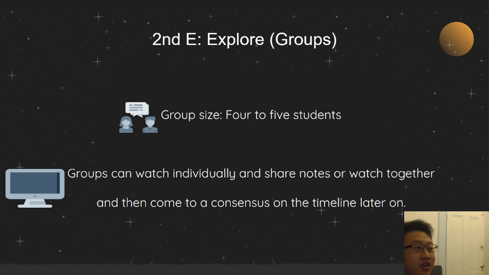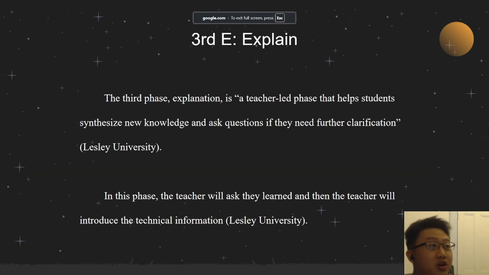Technically, the students should be looking for the most important parts of each story, but they should be able to summarize and use their critical thinking skills to come up with such a timeline already. The third phase is explanation. It is a teacher-led phase that helps students synthesize new knowledge and ask questions if they need further clarification.